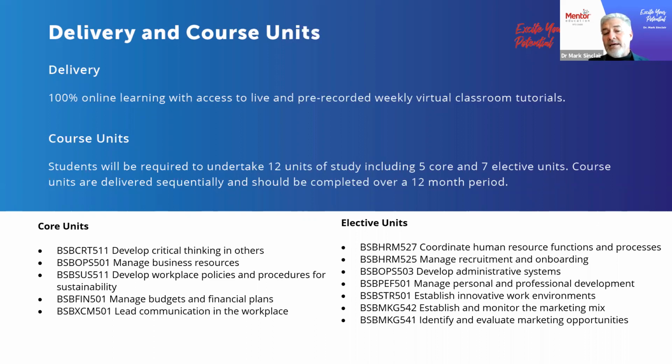The elective units support that. So there's an emphasis again on people: coordinate human resources functions and processes. The processes you're drawing already from the policies and procedures we talked about, and the functions there are managing recruitment and onboarding. The number one resource in any effective organisation is people, is human capital. So really recruiting is critical.